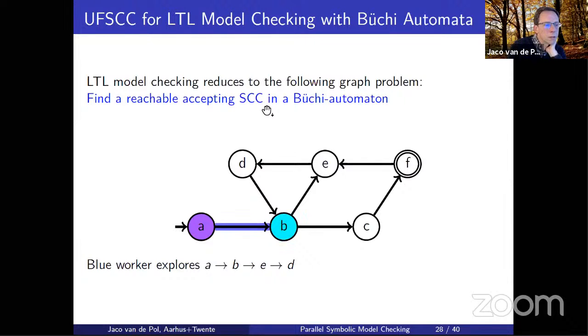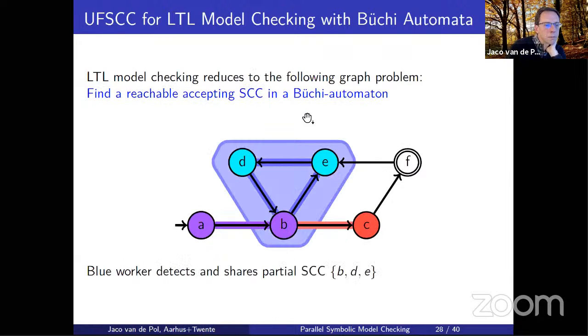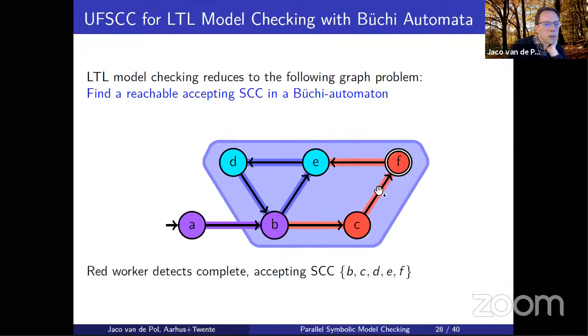So assume that worker 1 goes here, and then worker 2 goes here. Well, worker 1 has now found this SCC, but it's not accepting because there's no accepting state in it. But worker 2 goes here, and worker 2 finds this accepting state, but it is not directly on a loop. And now together, they know that there is an accepting cycle. So this is a nice way where worker 1 and worker 2 work together. Nobody saw an accepting loop, but worker 1 saw a loop and worker 2 saw an accepting state. And together they know it's in a cycle.